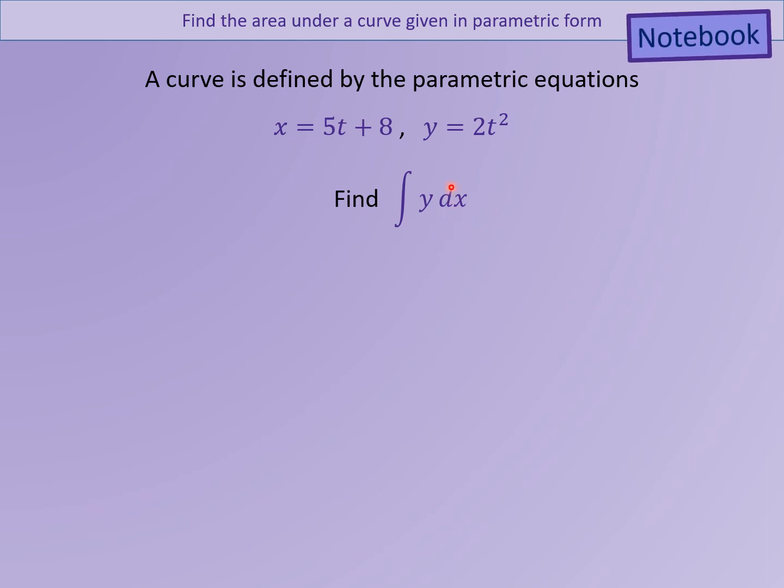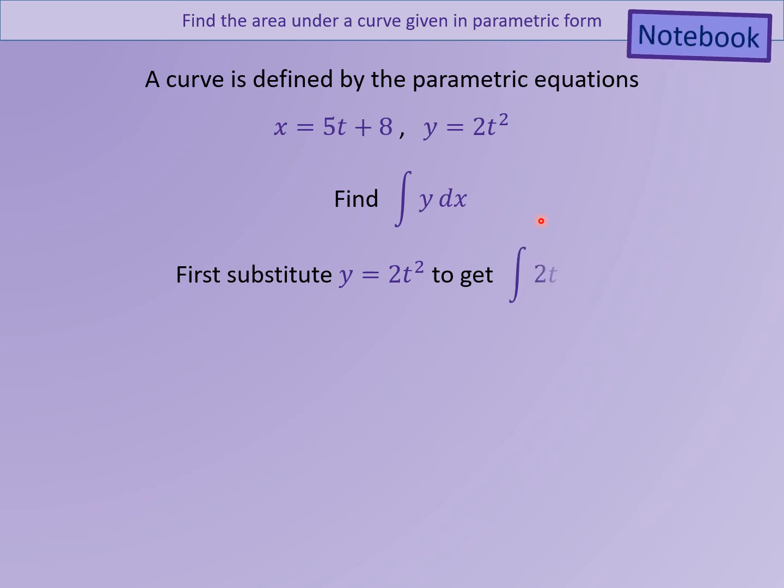Now the problem is, when using parametric equations, the y value is in terms of the parameter, in this case t. So there's no point in me substituting that straight in and doing it straight away, because this is integrating in terms of x. So let's have a look. Grab your notebook, make sure you got the question down. Let's see how we should go about doing it. So the first thing I want to do is substitute that y value in. Nothing wrong with doing that.